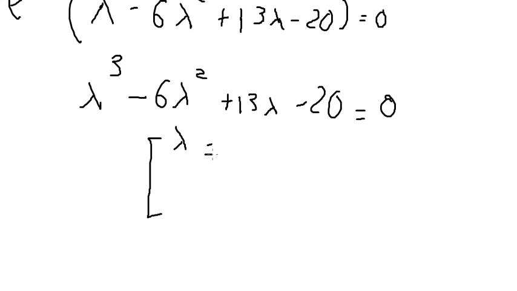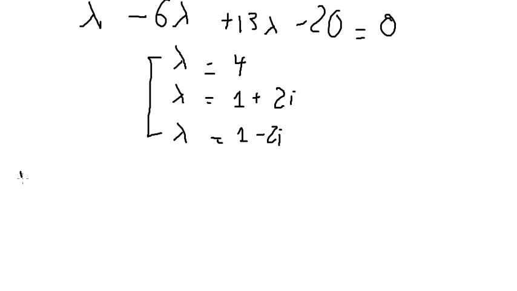The first one, lambda equals number 4. The second one, lambda equals 1 plus 2i, and the next one, lambda equals 1 minus 2i.